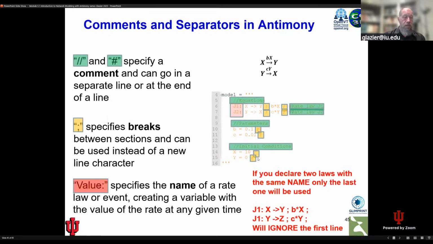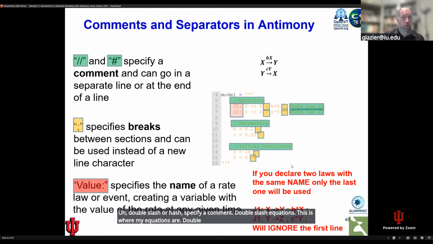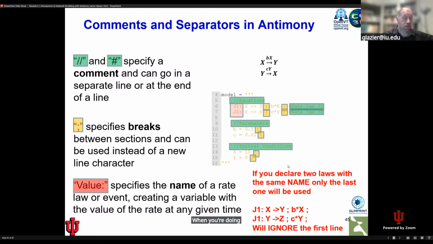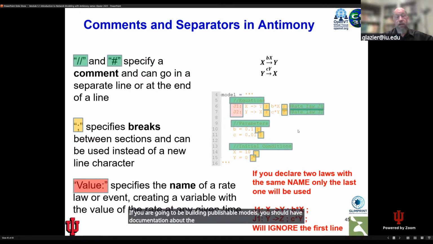The third thing is that you can have comments in antimony. Double slash or hash specify comment. Double slash equations. This is where my equations are. Double slash parameters. This is where my parameters are. When you're doing the simple exercises here, you may not want or have time to type comments. If you are going to be building publishable models, you should have documentation about the meaning and reason for everything you're doing, in which case you should have comments.